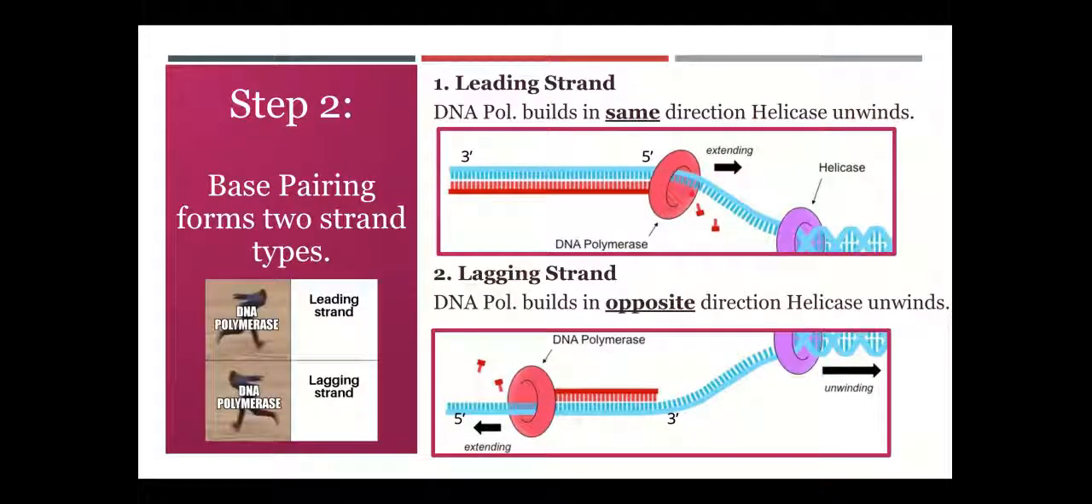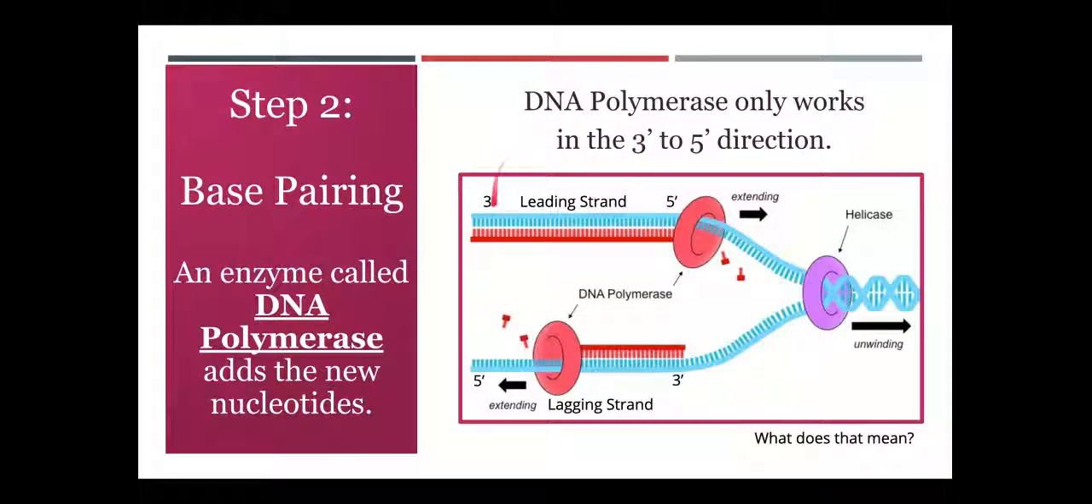This is really easy for one of the strands. Consider this top parent strand. It already goes in the 3' to 5' direction. This DNA polymerase can follow helicase as it unwinds the DNA. We call this strand that moves in the same direction as helicase the leading strand. It gets nucleotides added to it constantly, consistently.